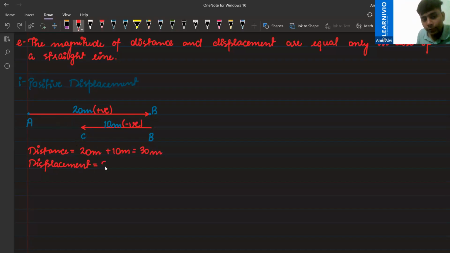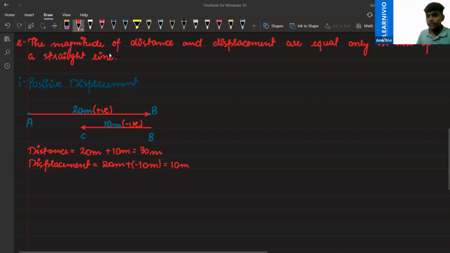Clear, all of you? If we write this in terms of positive and negative, it comes out to be positive 10 meters. That means this positive 10 is showing that you have displaced from origin towards the right side. You have changed the position from origin towards the right side. Is that clear, everyone? Yes, sir. Great. Now let's talk about the second case of negative displacement.